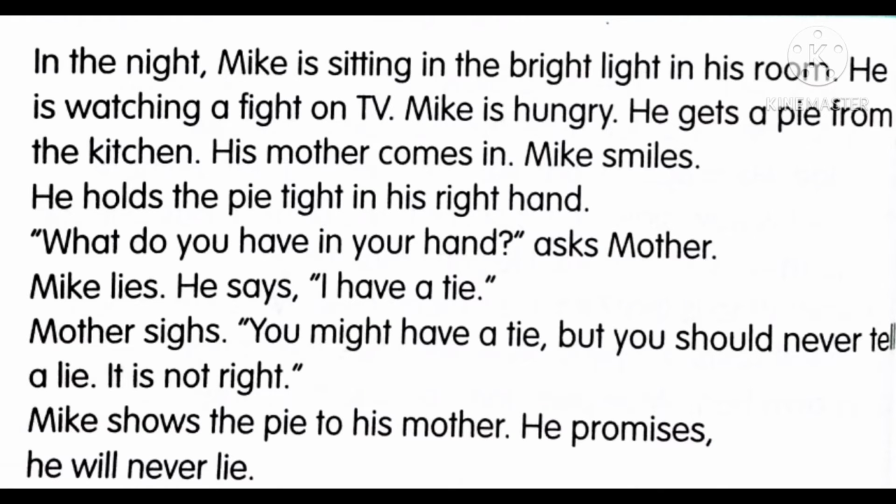You might have a tie, but you should never tell a lie. It is not right. So mother warned him that he must not tell lies. It is not a right thing. Telling lies is a bad habit. You must not tell lies, whatever it might be. You must tell the truth, not falsehood. Now Mike shows the pie to his mother. He promises he will never lie. Mike showed the pie to his mother and promised her that he will never tell a lie.